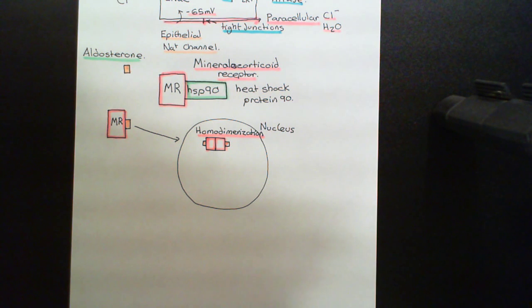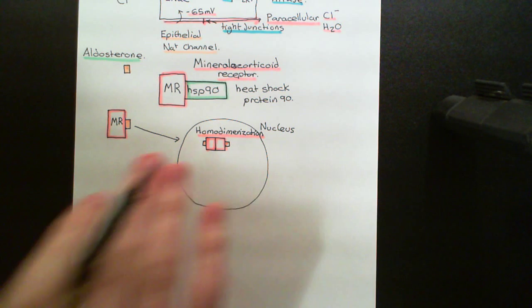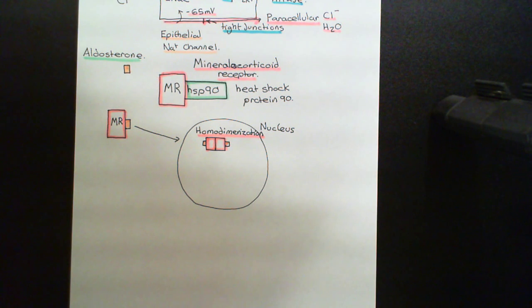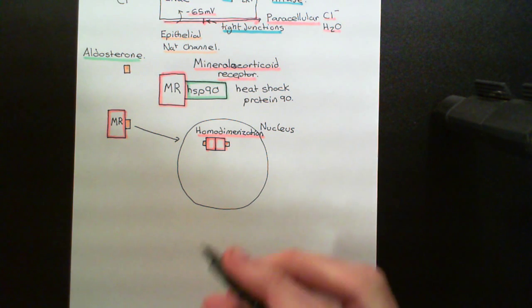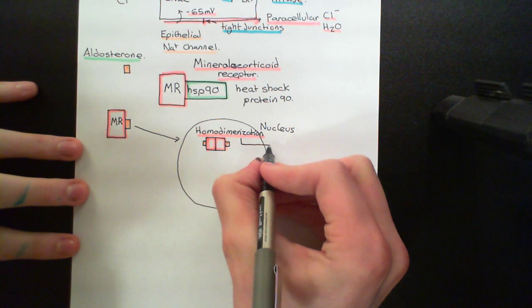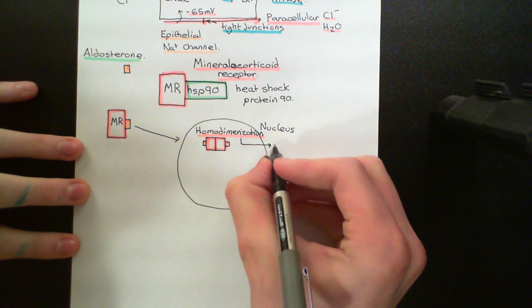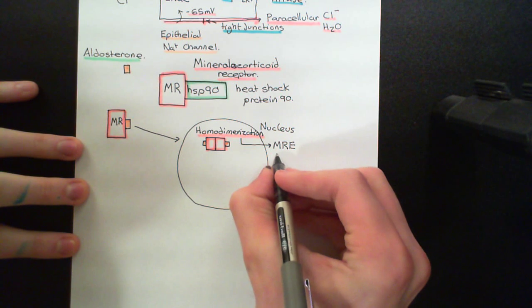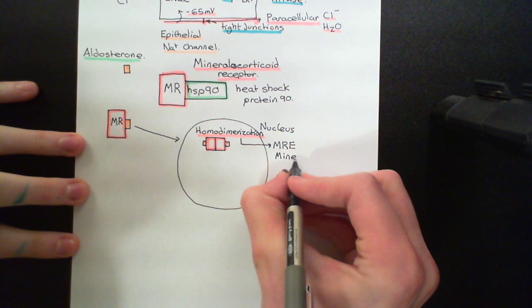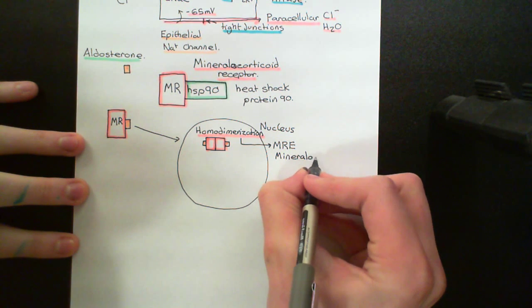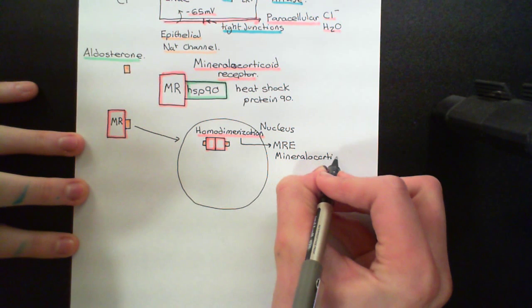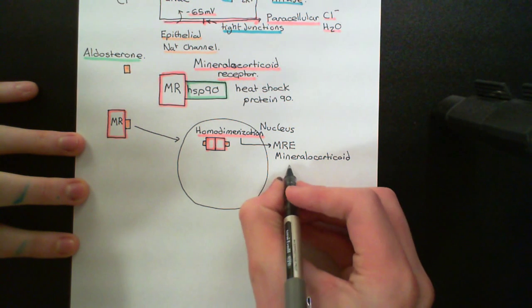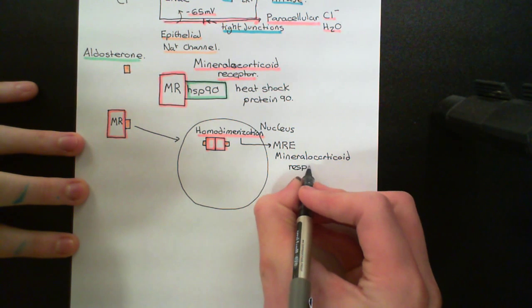I don't know what the specific sequence of nucleic acids which this specific transcription factor recognizes and binds to is, but there will be a specific sequence, and it's called the mineralocorticoid response element. So MRE stands for mineralocorticoid response element, and I can now just show that I can spell mineralocorticoid. And this is the name for that sequence of nucleic acids.